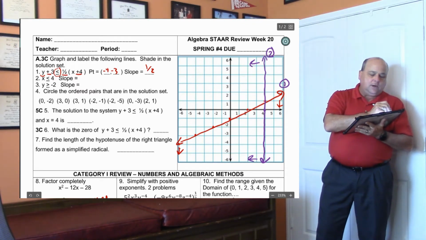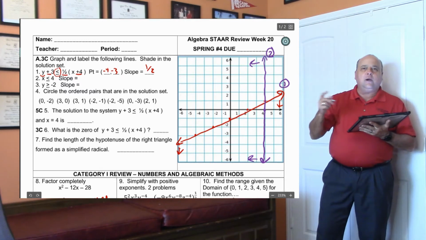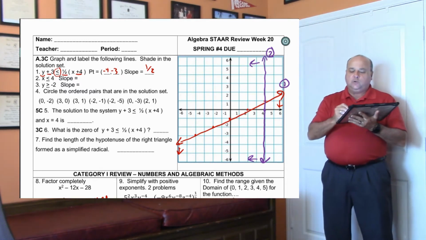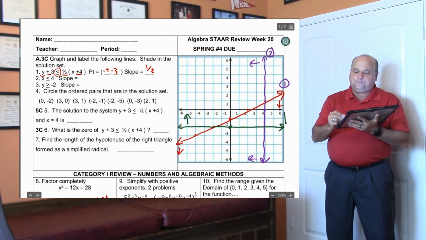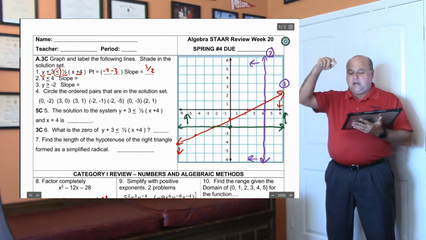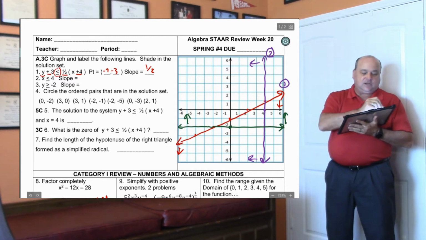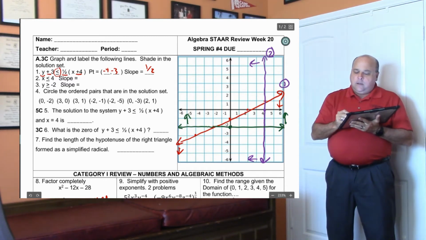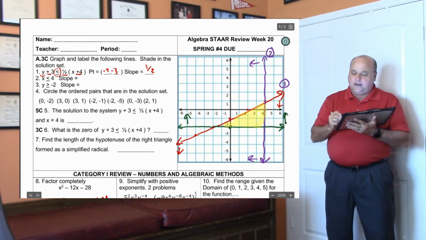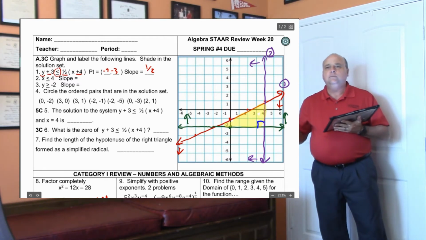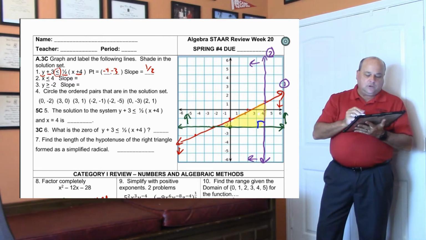Number 3, I'm going to do in green. y greater than or equal to negative 2. So it's going to go through the y-axis at negative 2. And I'm going to draw a line like this, and it's going to shade up. So I'm going to shade up, down, and left. I'm going to shade that triangle, aren't I? Okay, so basically we have a right triangle here, don't we? This right here is a right angle. Agree? Okay, now then let's go through this.